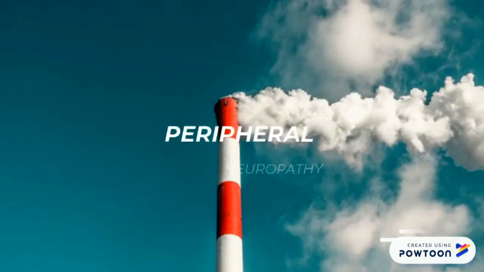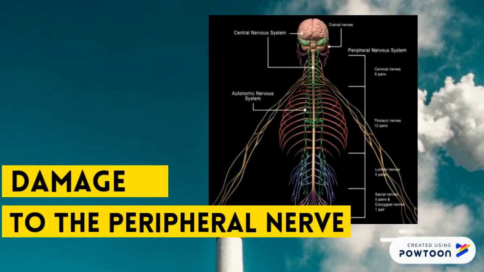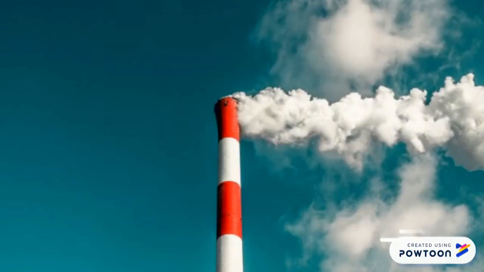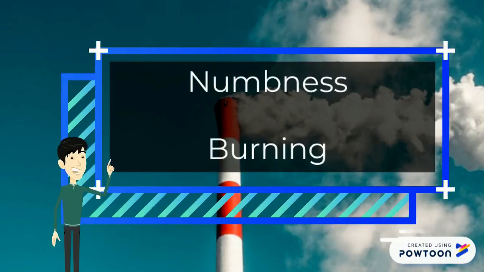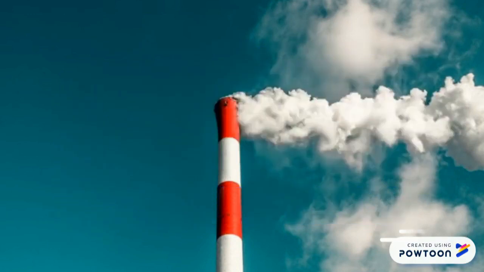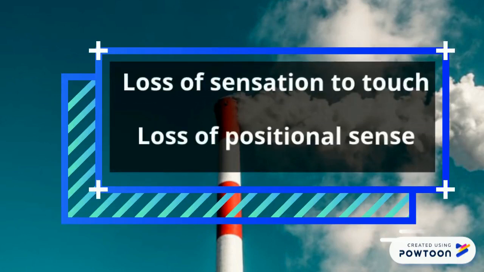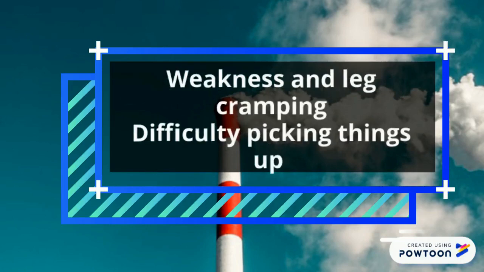The next one is peripheral neuropathy. Peripheral neuropathy results from some type of damage to the peripheral nerves. Certain chemotherapy drugs can cause peripheral neuropathy. Symptoms of peripheral neuropathy are numbness, tingling, which is a feeling of pins and needles of hands and or feet, burning of hands and or feet, numbness around mouth, constipation, loss of sensation to touch, loss of positional sense, weakness and leg cramping, and any pain in hands and or feet, difficulty picking things up or buttoning clothes.